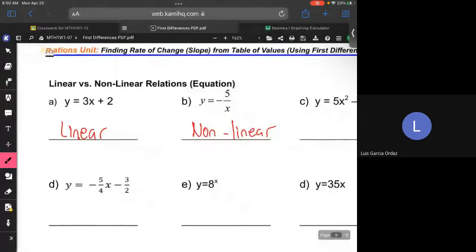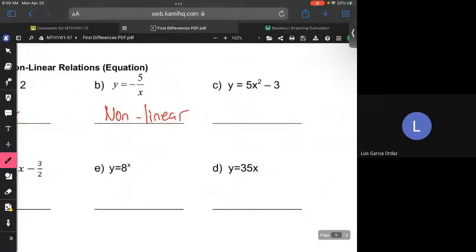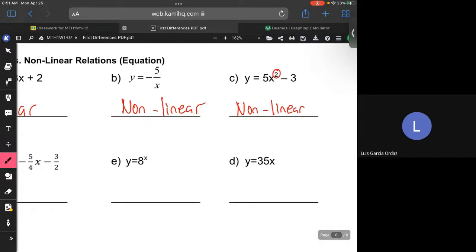Okay, Kobo, next one. C. y is equal to 5x squared minus 3. Linear or nonlinear? Take a guess. Nonlinear. My exponent is 2. So what are the exact positions we look at to see if it's linear or nonlinear? It has to do with my exponent. If my exponent is not just a 1, then it's nonlinear. The reason why B is nonlinear is because it has a negative exponent, because this x is at the bottom.